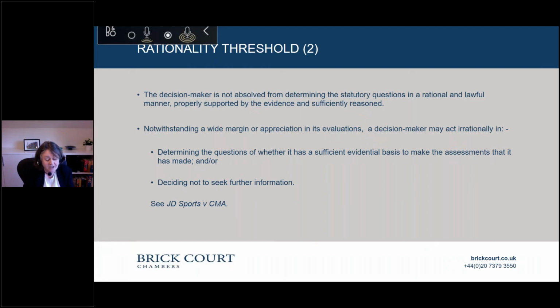It's important to remind ourselves, as stated here, that if the decision maker fails to determine the statutory questions in a rational or lawful manner, properly supported by the evidence, and in a way that's sufficiently reasoned, then a challenge will succeed. One of the particular examples here, which I've put up, is the JD Sports one, where the CMA decided not to seek further information on the impact of COVID, despite holding that it didn't have sufficient information in relation to that impact. This was held to be irrational because it didn't have the information required to answer the statutory test that it was required to answer. The fact that there was a statutory time limit in that case didn't justify that decision, so the point was remitted. On to the next slide, please.